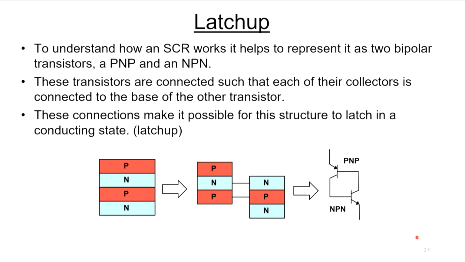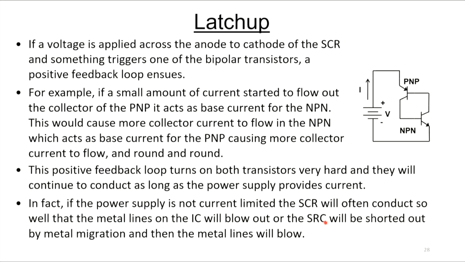So to understand how an SCR works, it helps to represent it as 2 bipolar transistors. You've got a PNP and an NPN transistor, and these transistors are connected such that each of their collectors is connected to the base of the other transistor. These connections make it possible for this structure to latch in a conducting state, and that turns out to be latchup.